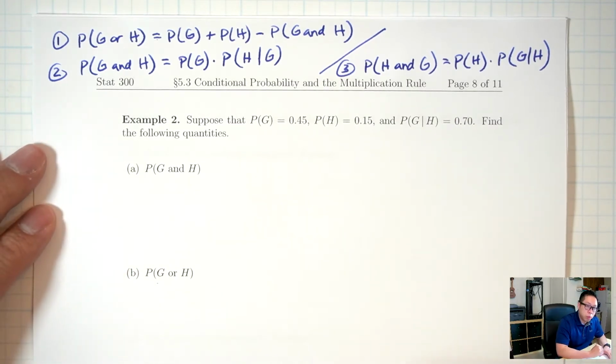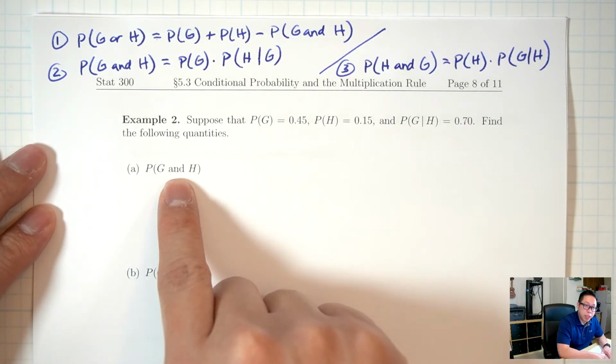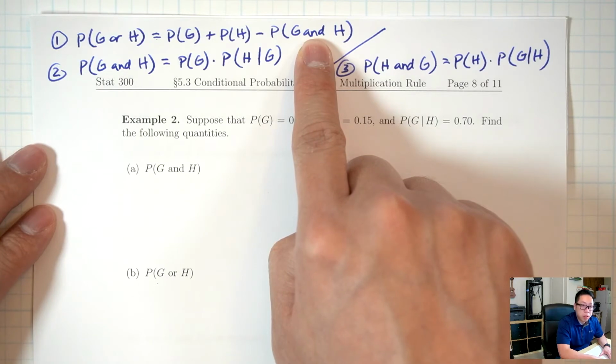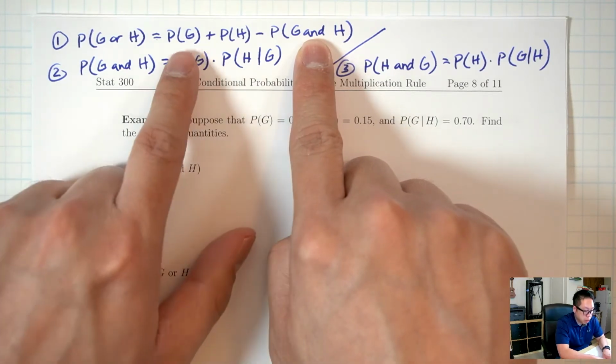Can you use equation 1? I'm looking for G and H, which is right here. For this equation to be useful, you need to know everything else. So do I know the probability of G?